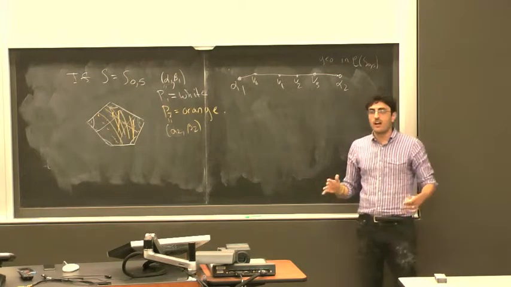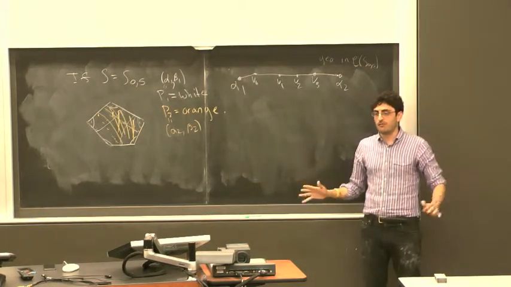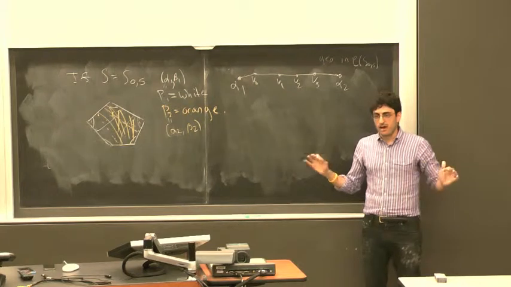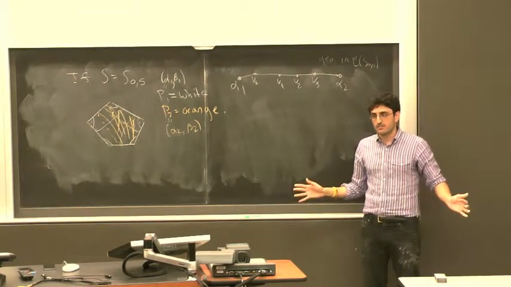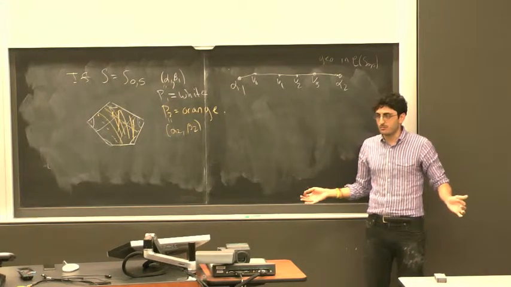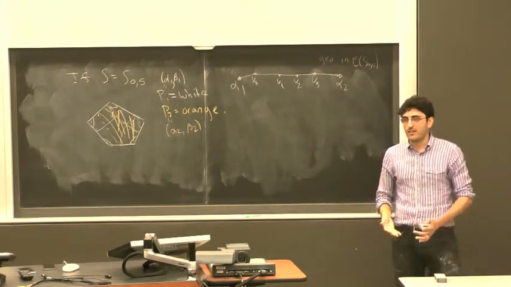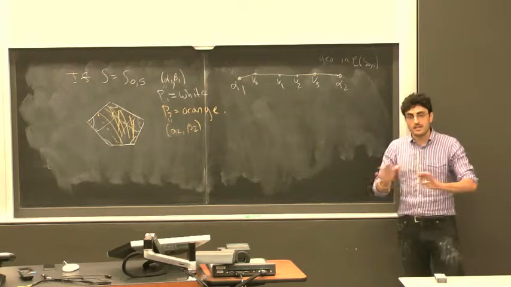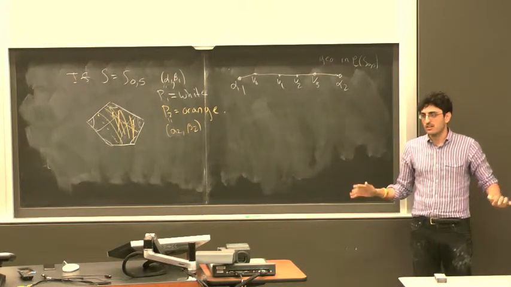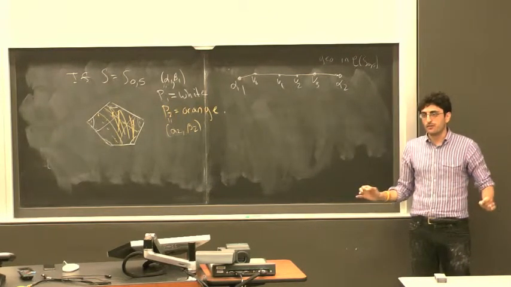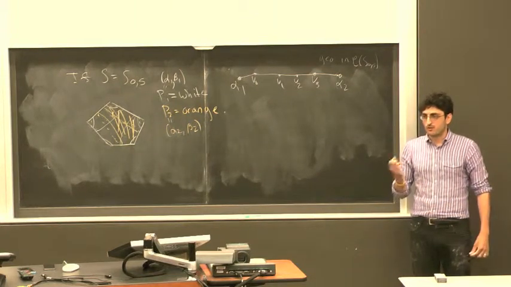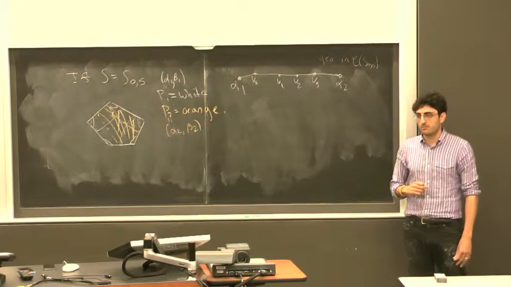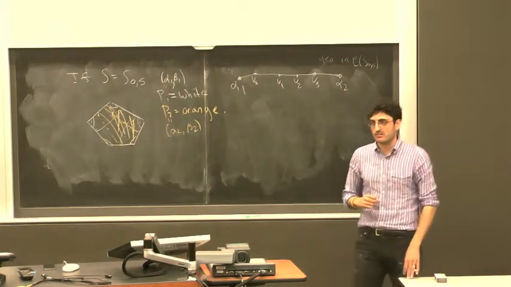So first of all, what is the curve graph of a four-holed sphere? By the definition I gave in the beginning, it should be a totally disconnected graph, because there does not exist a pair of disjoint simple closed curves on a four-holed sphere. But you make a new definition for the four-holed sphere. The curve graph of a four-holed sphere has the same simple closed curves as vertices, and edges when they intersect twice. So I connect two curves by an edge when they intersect twice.